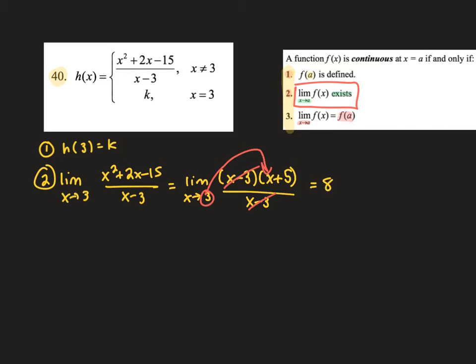Now step 3 just says whatever you get as your answer to part 1 and whatever you get as your answer to part 2, those 2 things need to be equal to one another. So my step 3 is just doing that. And I get an answer of k equals 8, and that's my value of k.